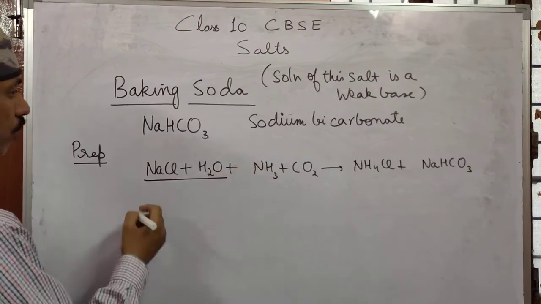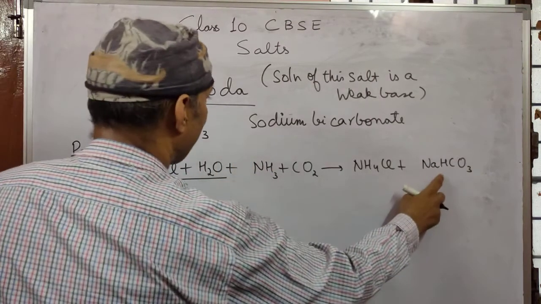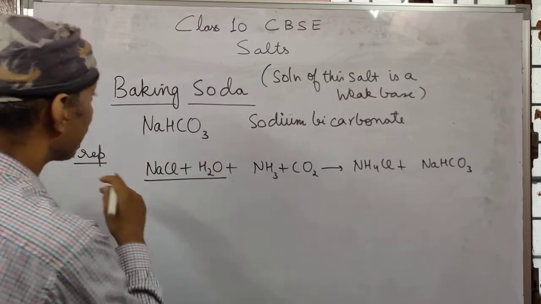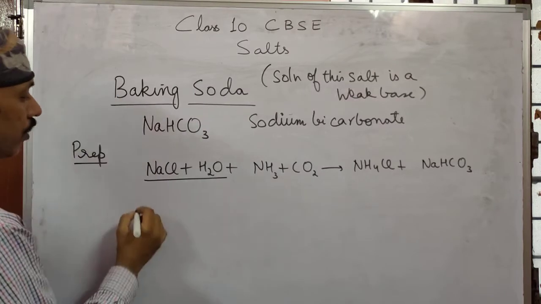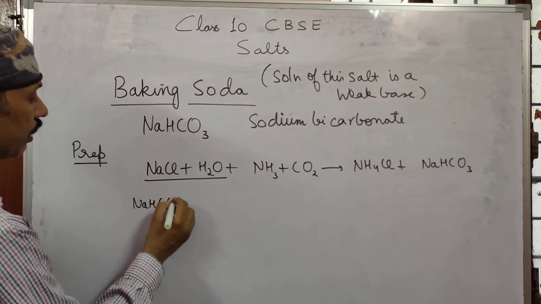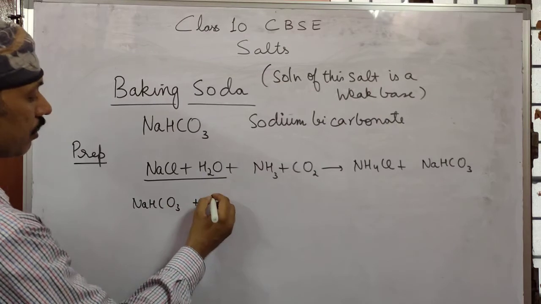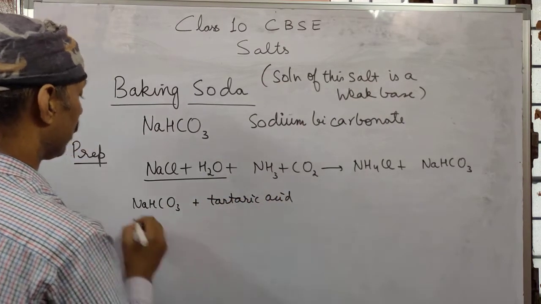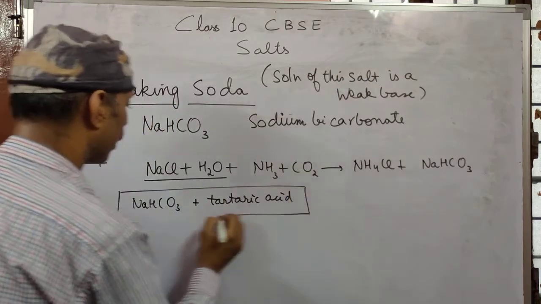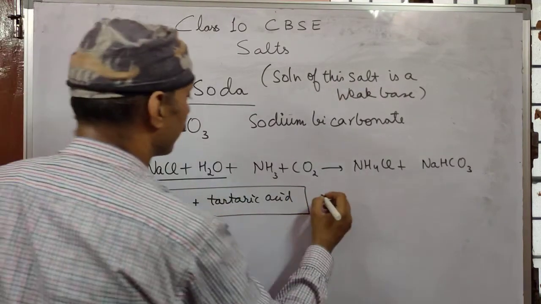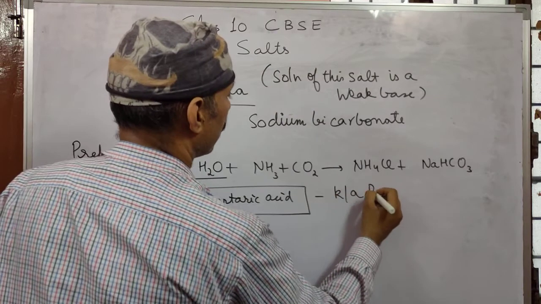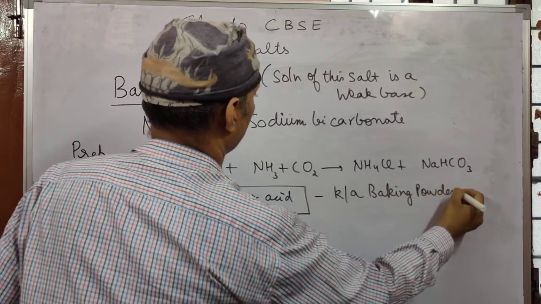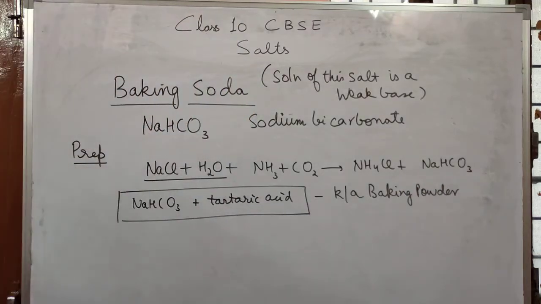So now this is how you get the NaHCO3. This reaction is of great importance. Yes, sodium bicarbonate, this baking soda solution, NaHCO3 plus tartaric acid is known as baking powder. How does this work?